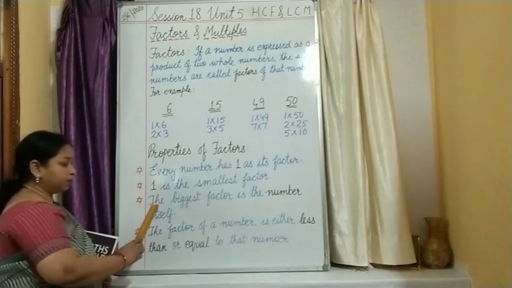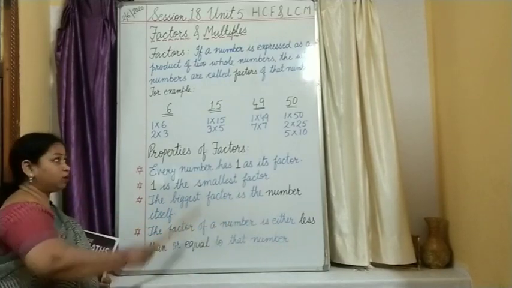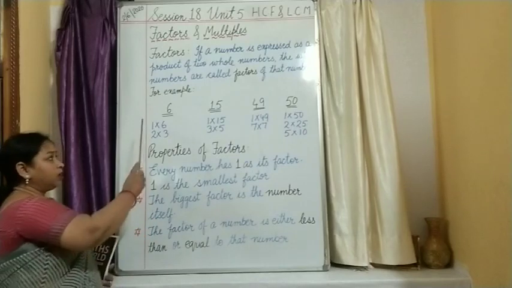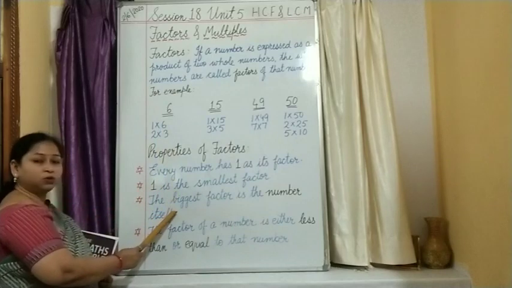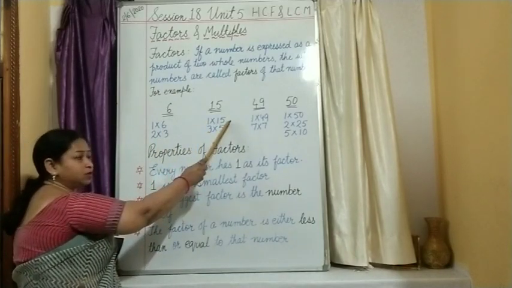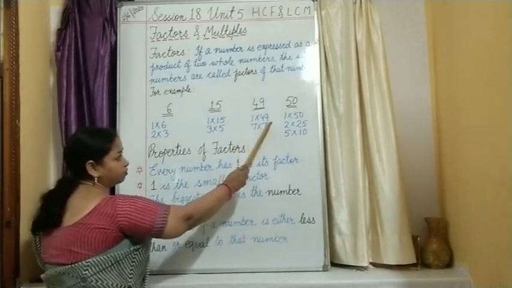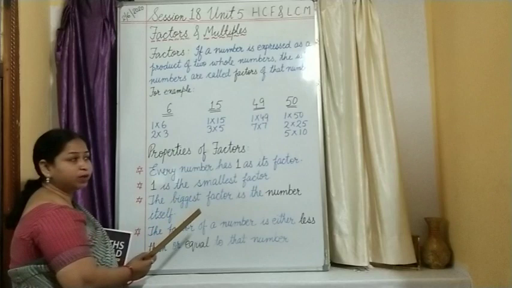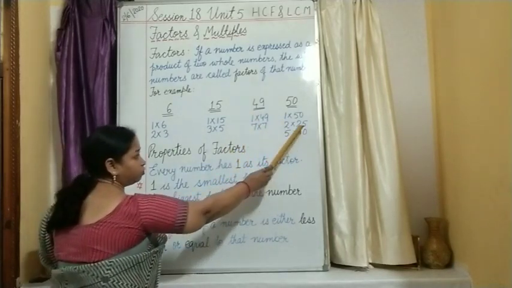The biggest factor is the number itself. Once again we will see the factors. 1, 2, 3, 6: 6 is the biggest factor. So here the property: 1, 3, 5, 15: 15 is the biggest factor. Then 1, 7, 49. What is the biggest factor here? 49. And 1, 2, 5, 10, 25, 50.